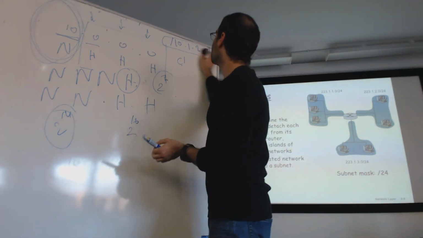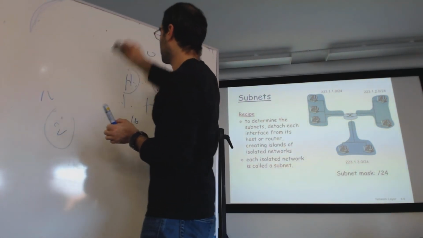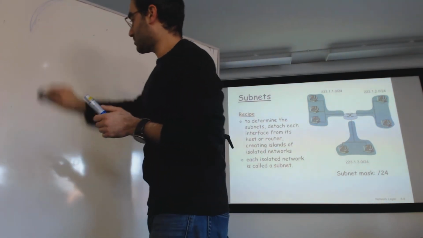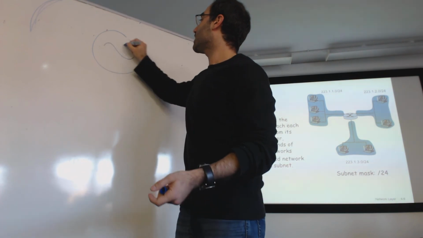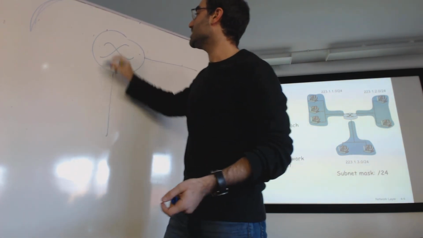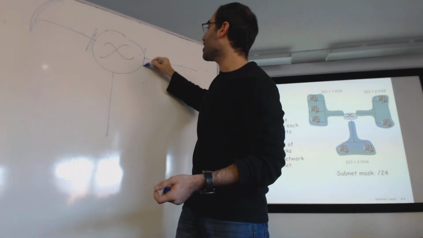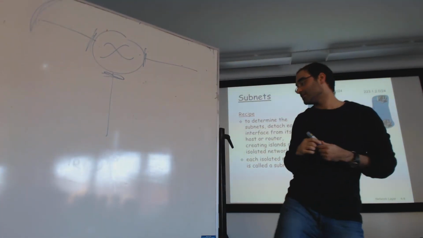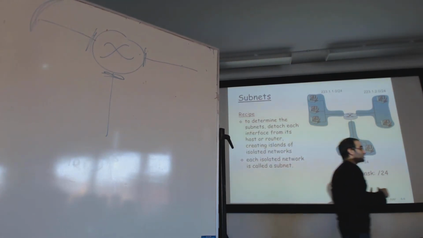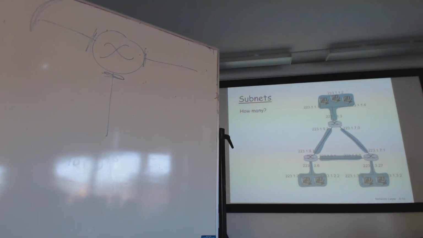Just imagine that topology. For as many connections as you have, just detach them from the network and see how many subnets exactly you have. Therefore, you end up with the right number of subnets. Let's look at the slide afterwards. How many subnets do we have here?